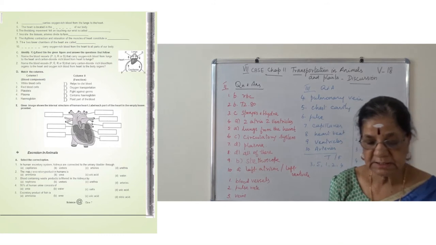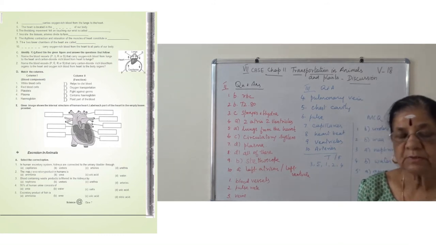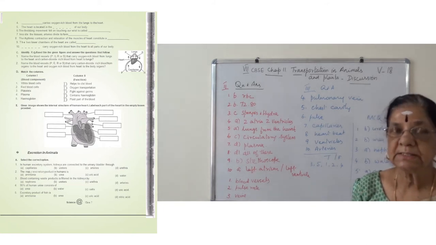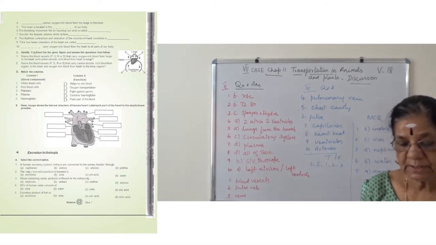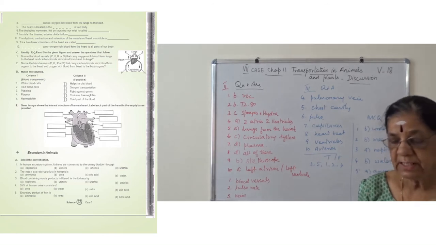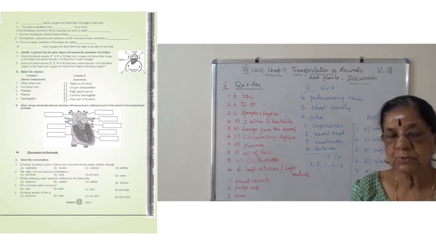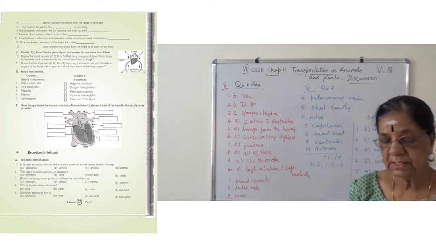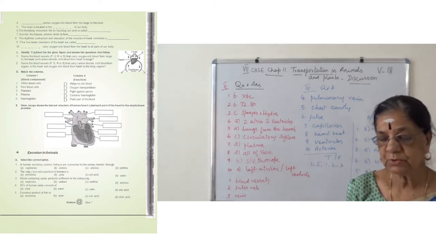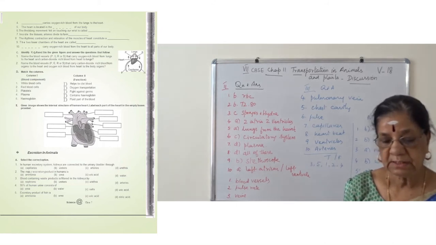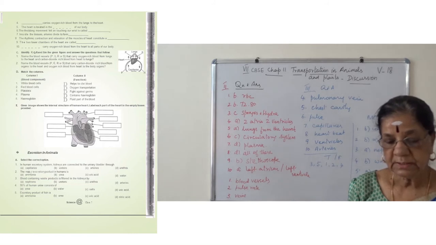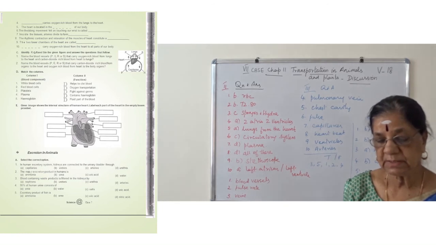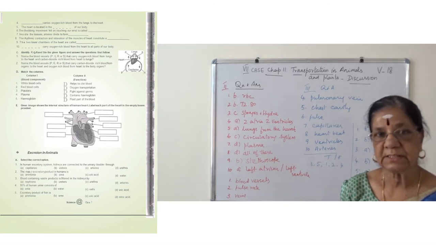Then, inside the tissues, arteries divide to form arterioles and capillaries. Then, the rhythmic contraction and relaxation of the muscles of the heart constitute a heartbeat. Answer: heartbeat. Then ninth one, the lower chambers of the heart are called ventricles.